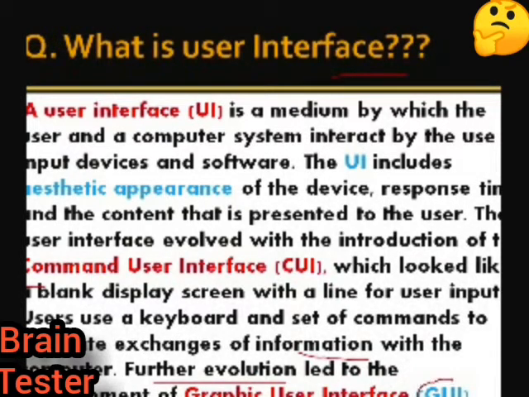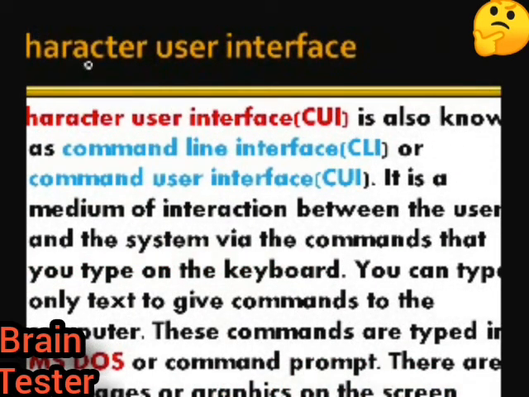Now the next slide. Next, the character user interface. The character user interface is also known as the command line interface, or CLI, or the command user interface, the CUI. It is a medium of interaction between the user and the system via commands that you type on the keyboard. You can type text to give commands to the computer. These commands are typed in MS-DOS or the command prompt.